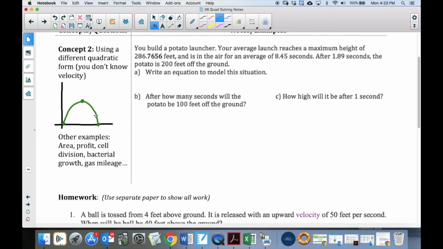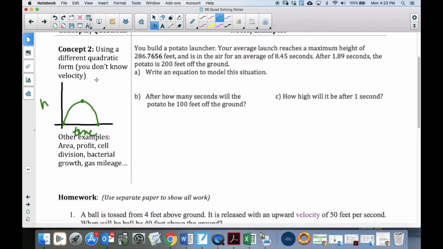So we have a graph over here, and we're going to go ahead and plot some points. It says that your average launch reaches a maximum height of 286.7656 feet. It's very accurate measurements. And it's in the air for an average of 8.45 seconds. That is our vertex, right? Remember, time is going to be down here on the x-axis. Height is going to be on the y-axis.